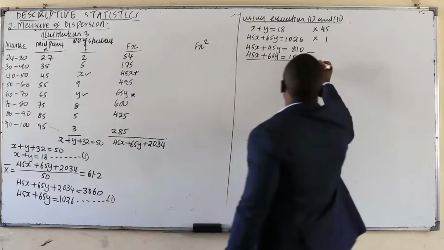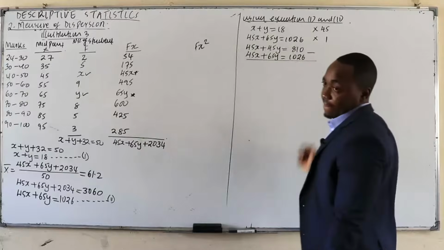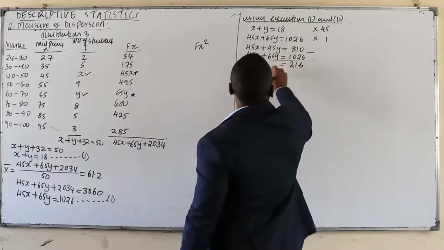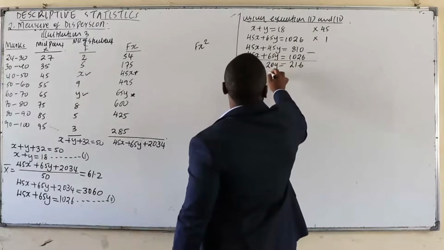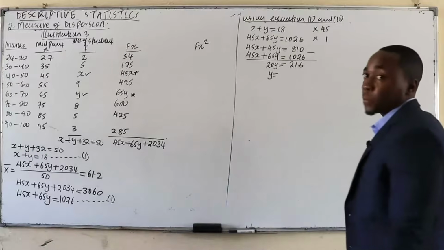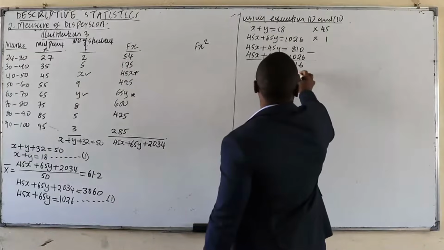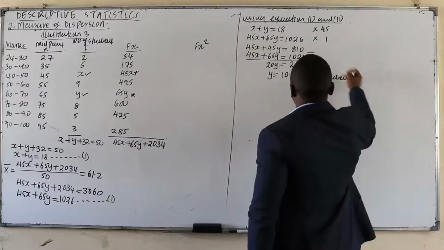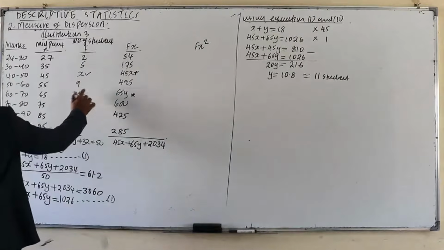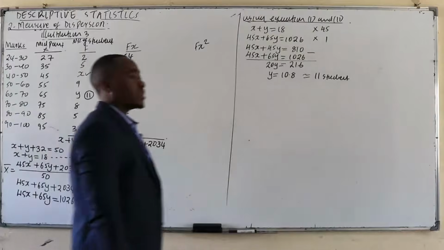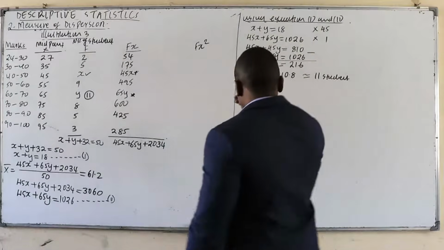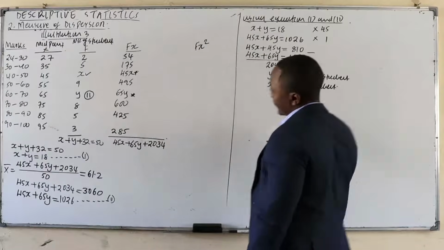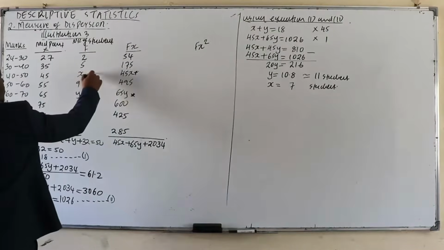So let's take this minus this: 1026 minus 810, that's 216. 65 minus 45 gives 20y. So give me y. You get 10.8. But remember, what we are looking at is the number of students, so this is equivalent to 11 students. So we already have our y. Y will be 11. If y is 11, how much will be x? X is 7 students. And we are done.